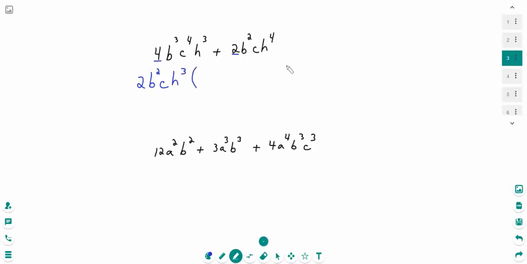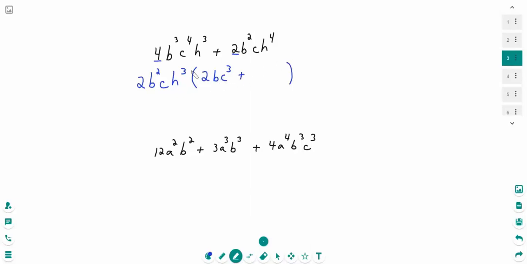Now we need to place our container for the leftovers. So if we divide this first term by the greatest common factor, we have 4 divided by 2. Well, that's going to be 2. b to the third divided by b to the second, that's going to give me a b. c to the fourth divided by c, c to the third. h to the third divided by h to the third, that's 1, so I'm just going to leave it out.